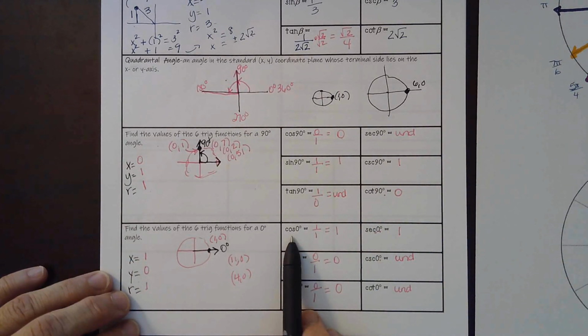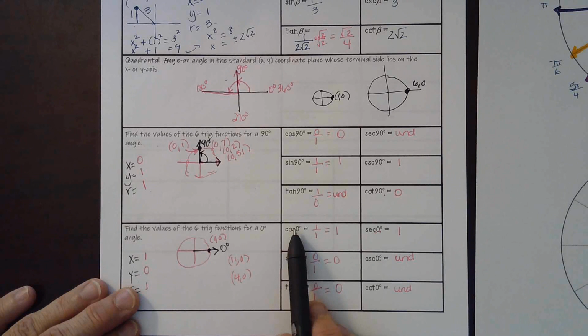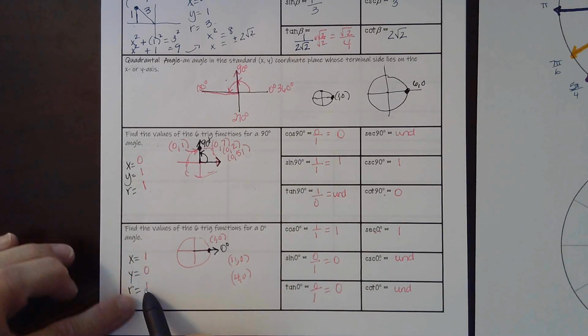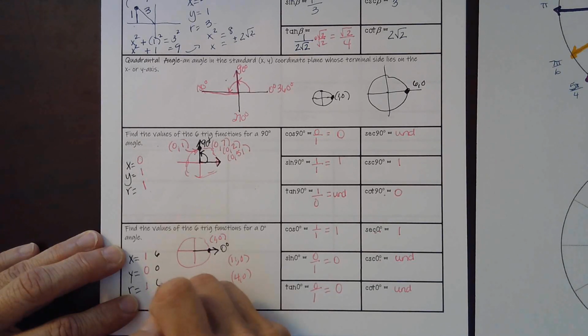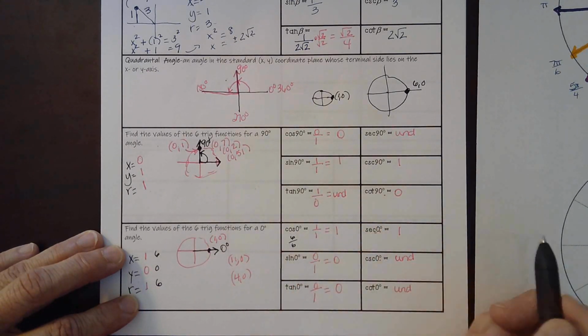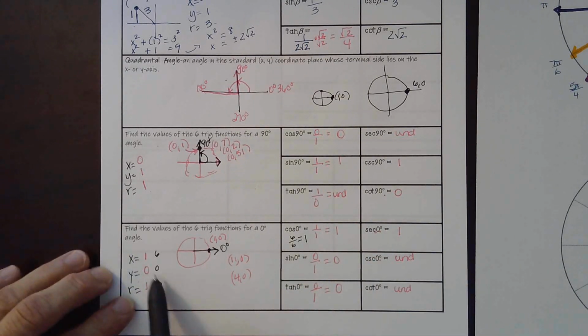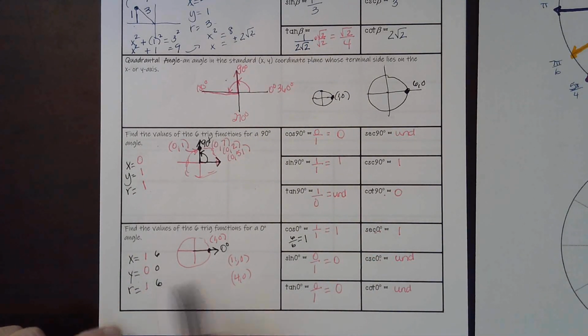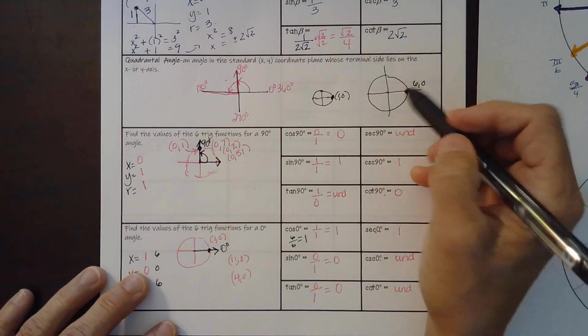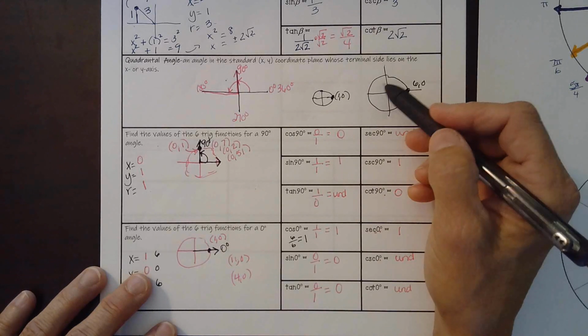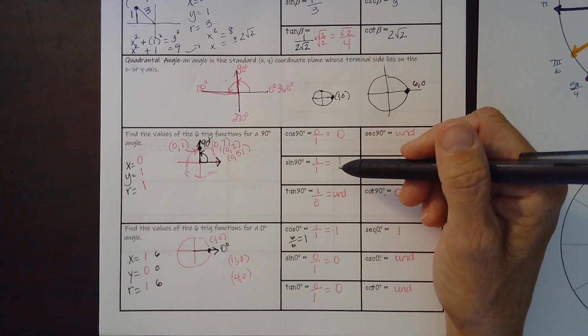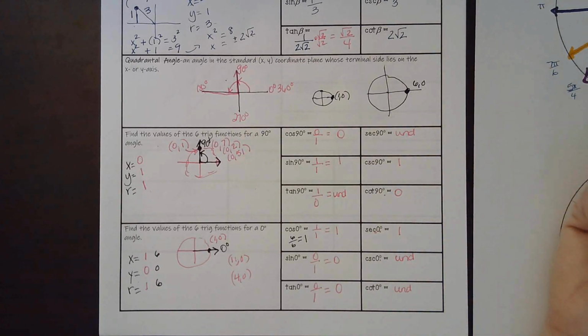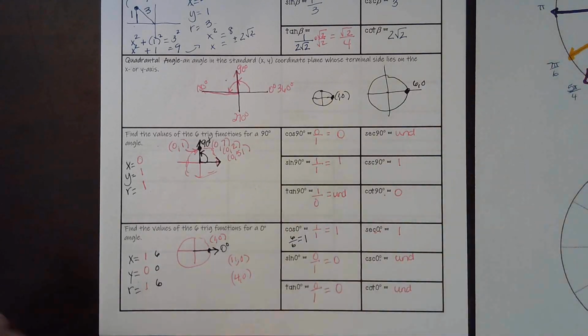But watch what happens when you evaluate cosine of 0 degrees. When you use x over r, when that's 6 and 6, well, 6 over 6 is still 1. And then y over r, 0 over 6 would be 0. Tangent y over x, 0 over 6 would still give you 0. So it doesn't matter what size your circle is, the angle measure of 0 degrees doesn't change, and neither do the values of the trig functions. And I will emphasize that again as we look at some others.